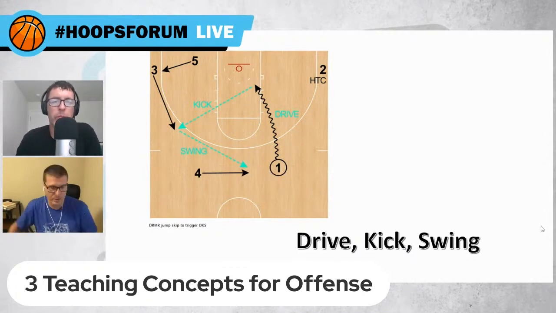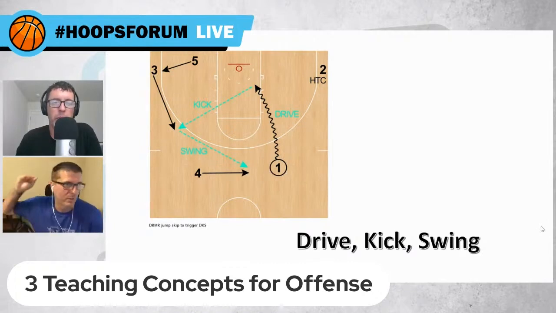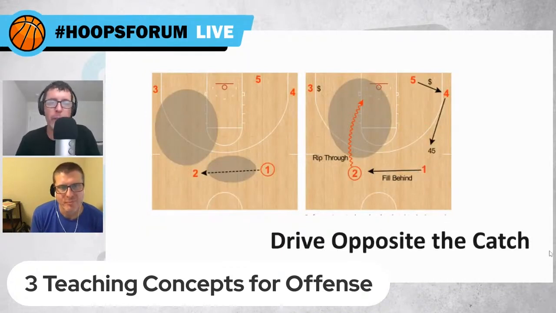So if you want to stick with it, maybe explore the idea of, okay, show them a shot fake. What we want to avoid is Randy drives, kicks it to Tony, and as soon as it hits Tony's hands, he just drives it right back into the rubble that I created by driving. All right, third one here, drive opposite the catch.